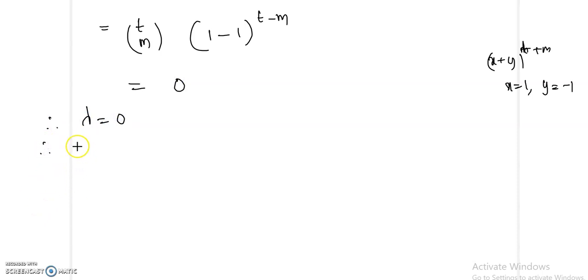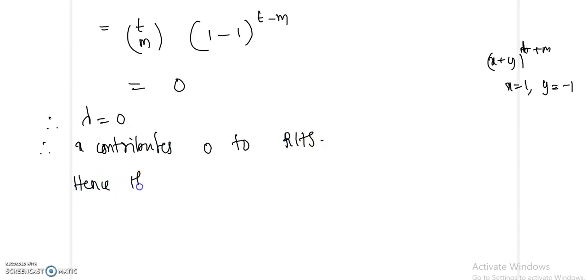So therefore x contributes 0 to r. So hence the proof. So on left side and right side x contributes 0. So the proof holds in all the three cases. So the equation holds in all the three cases. So that gives the proof for the generalized principle of inclusion and exclusion.